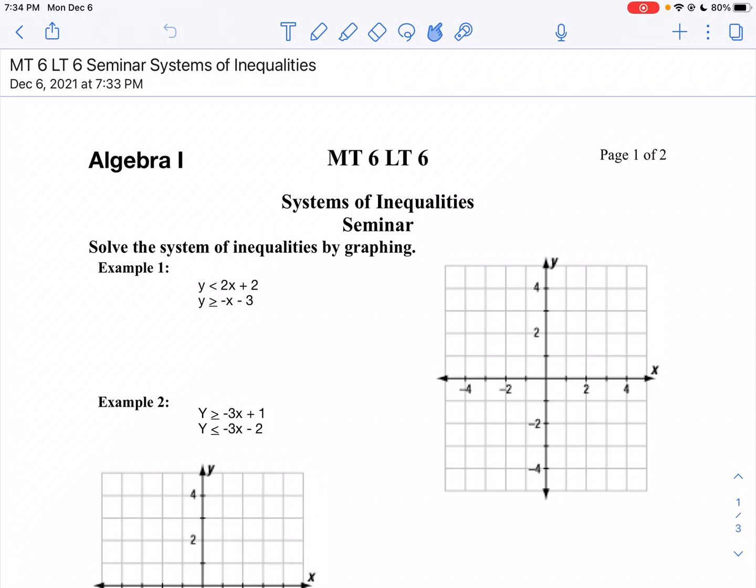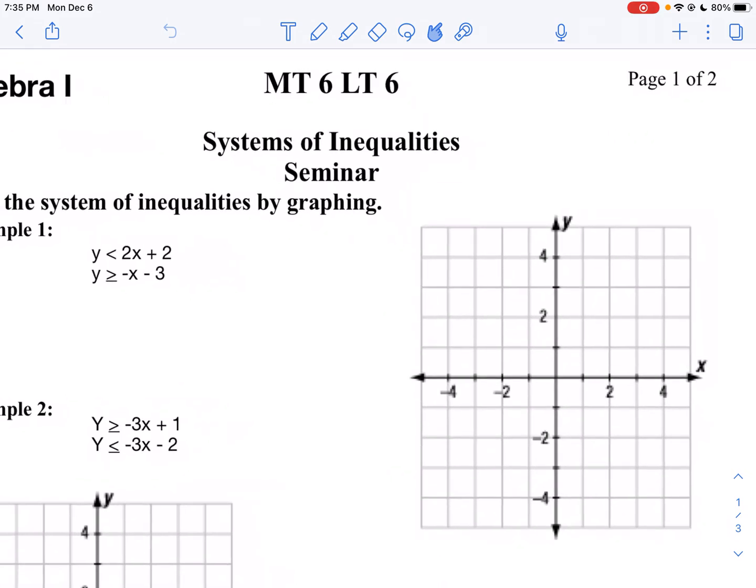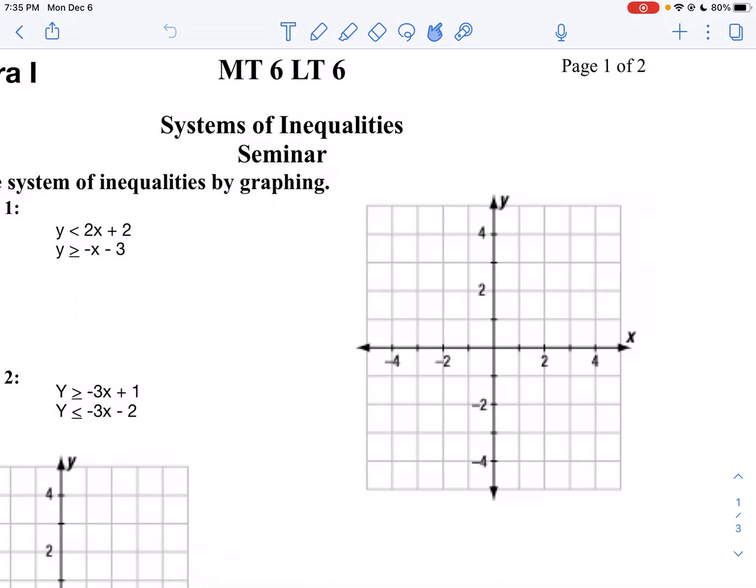Hello, in this lesson, I want you to solve systems of linear inequalities by graphing. I want you to apply systems of linear inequalities to solve some problems. When you solve a system of inequalities by graphing, you pretty much just do what it says. We've done this before, except now we have two of them.